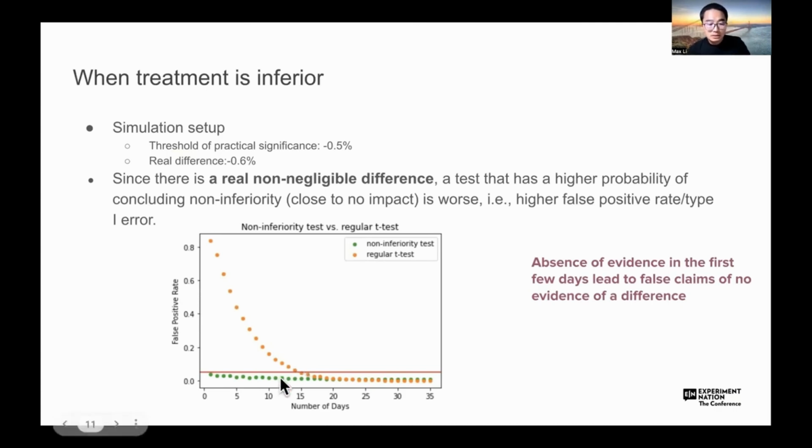On the other hand, for non-inferiority test, the false positive rate is well controlled below 5%, regardless how long you run the experiment. Again, this is caused by that we make conclusions when p-value is larger than 5%. Absence of evidence is not evidence of absence.